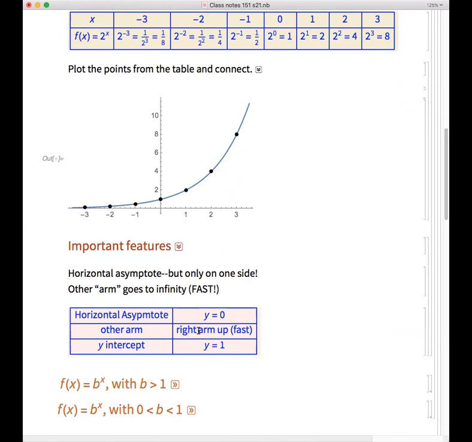The second feature that we're going to record is that on the side of the graph that isn't approaching the asymptote, we're going to record that it is going up. So I refer to this as right arm up. And I'll also just parenthetically say that it's going up very rapidly. And the third important feature that we're going to record for any exponential is the y-intercept. And here, again, it's because 2 raised to the 0 power equals 1. The y-intercept for this graph is y equal 1.